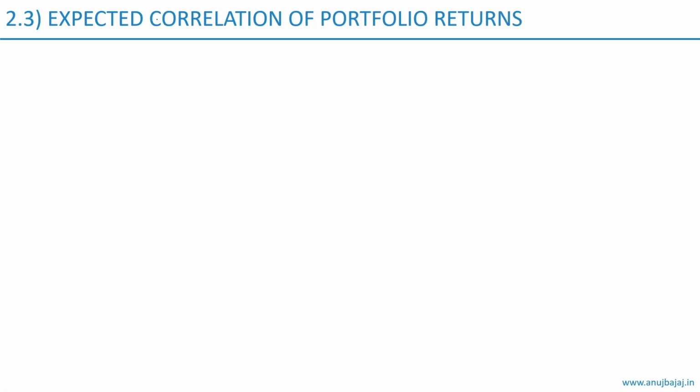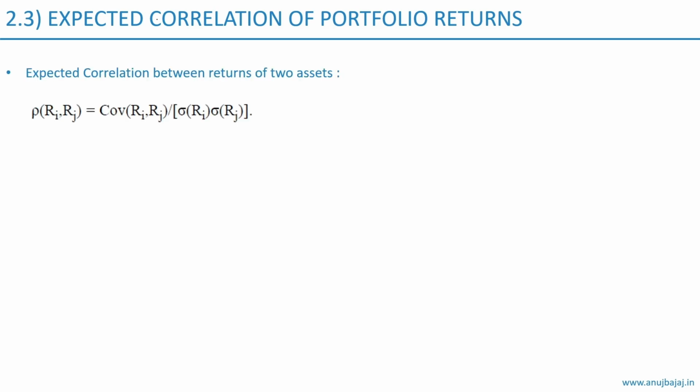So let us calculate the expected correlation of the portfolio returns. This is how the correlation is represented, and the formula is the covariance of 2 variables divided by the standard deviation of the first variable multiplied by the standard deviation of the second variable. This is called the expected correlation because we are calculating it using the expected covariance and the expected standard deviation of the 2 variables.